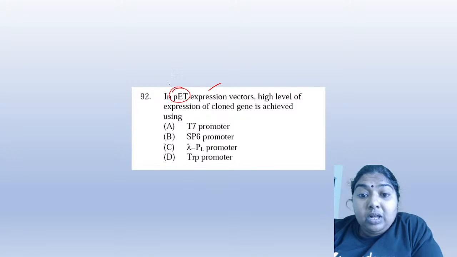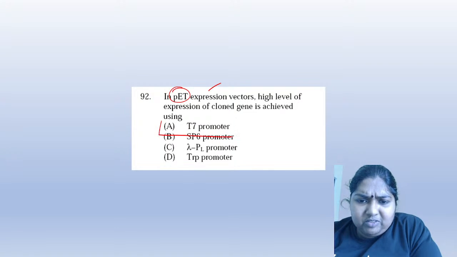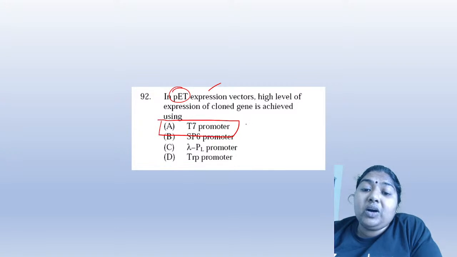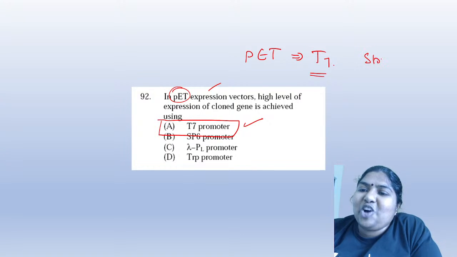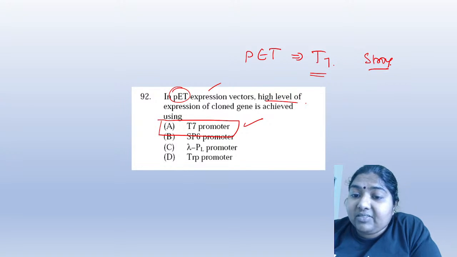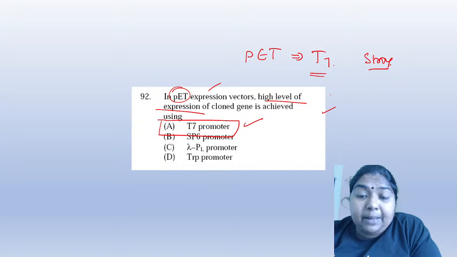Don't worry. One or few questions will be like that. It is going to use your T7 promoter. Yes, PET vectors use T7. T7 is a bacteriophage promoter. It is a very, very strong promoter, so it gives a high level of expression. Even that can be controlled by temperature.